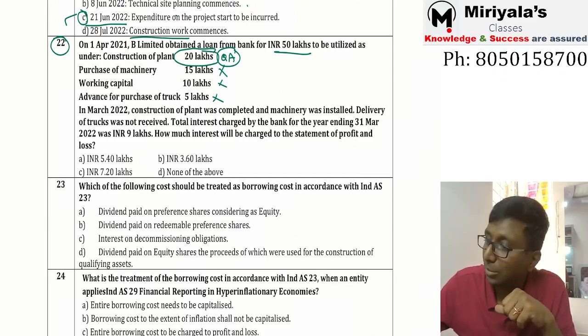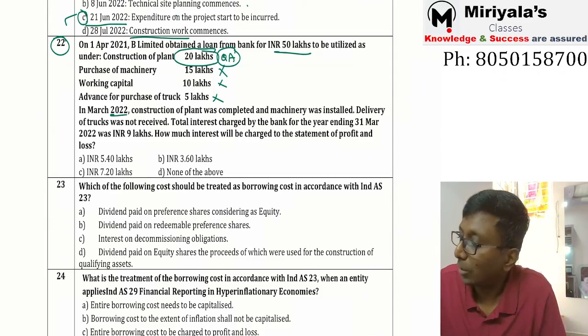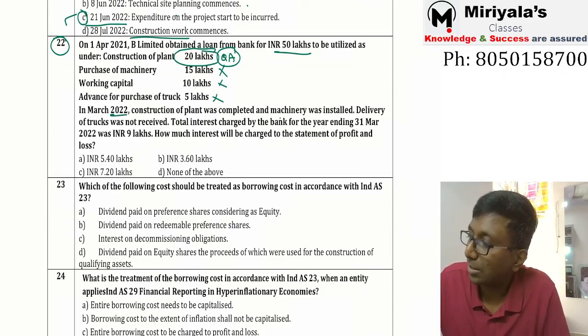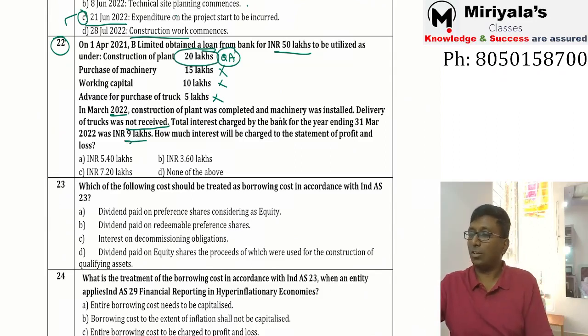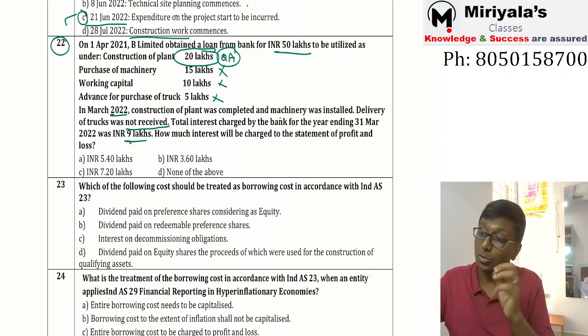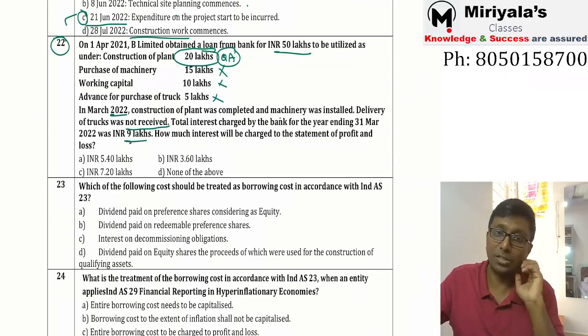By the end of March 22, construction of the plant was completed. That means 12 months it took. Machinery was installed. Delivery of the truck was not received. Total interest charged by the bank up to 31st March is equal to 9 lakh rupees. How much interest will be charged to the statement of profit and loss? He is asking how much will not be capitalized, how much will be charged.